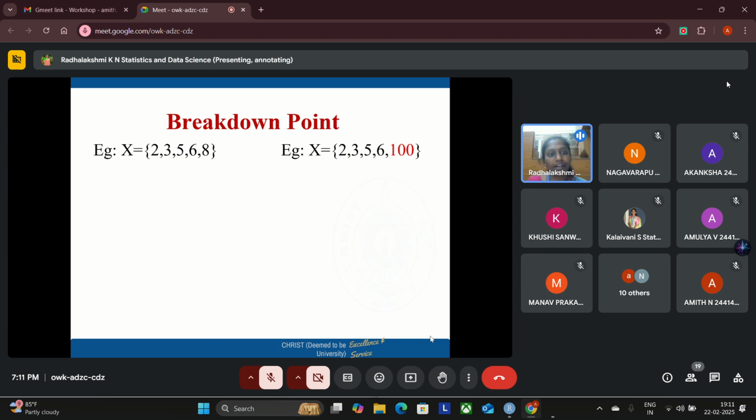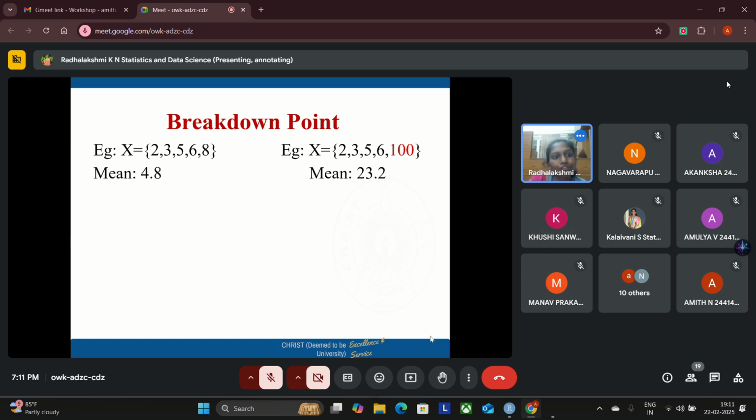We have given two examples. On the left-hand side, x is equal to 2, 3, 5, 6, 8. On the right-hand side, x is equal to 2, 3, 5, 6, 100. In the first example, could you see any outliers present in the dataset? Shall I get any comments? Reply: Ma'am, in the first one there are no such extreme outliers. Yes, but the second one has an extreme value of 100.